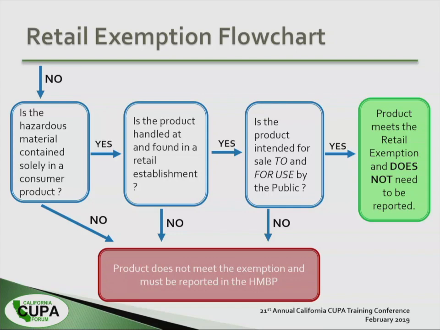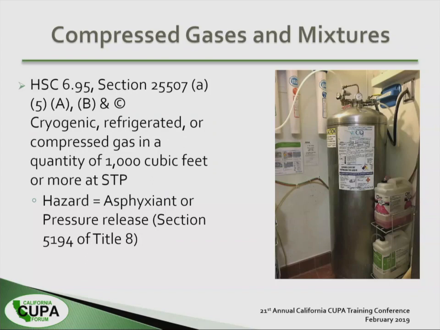Okay, so moving on to compressed gases. It's not an exemption, but the threshold is exceeded, so that's why we wanted to talk about this. If a facility handles at one time during the reporting year, per Health and Safety Code 6.95, Section 25507(a), subsection 5, A, B, and C, what it says is, in a reporting year, if you have a compressed gas that's either cryogenic or a refrigerant, and for the sole purpose of it being an asphyxiant or pressure release as defined in Title 8 of the OSHA laws, if it's only a pressure release or an asphyxiant, then your threshold goes up to 1,000 cubic feet.